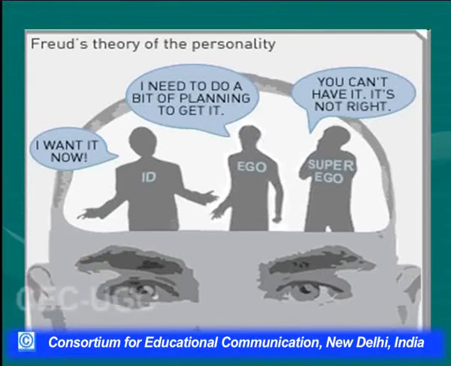So this is the super ego stage, which definitely influences the personality type of an individual. If you see on the screen the fruit theory of personality, the first, "I want it now," is a part of the ID. "I need to do it, a bit of planning to get it" is the ego state, and "you cannot have it, it's not right" is the super ego state.